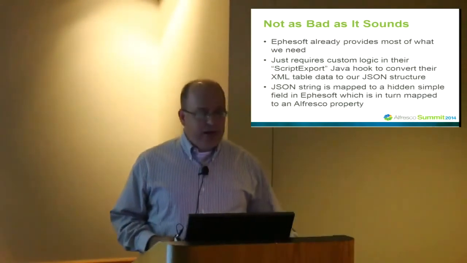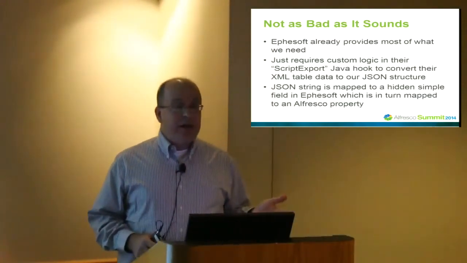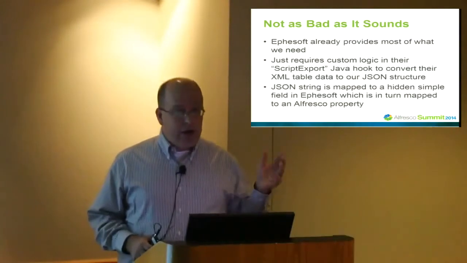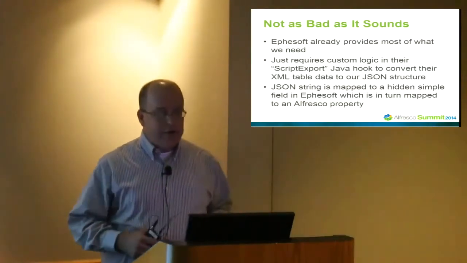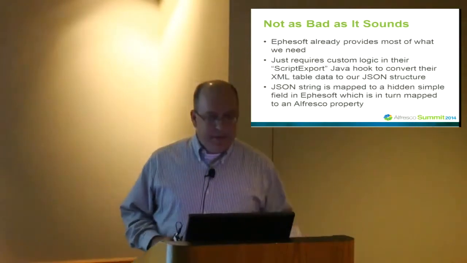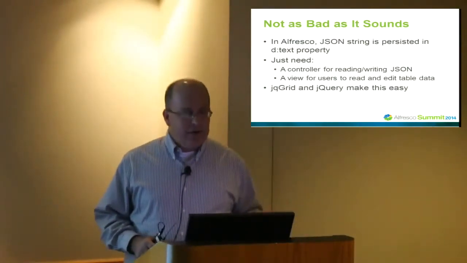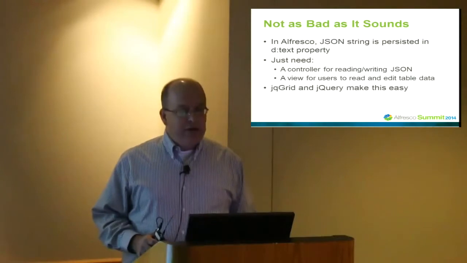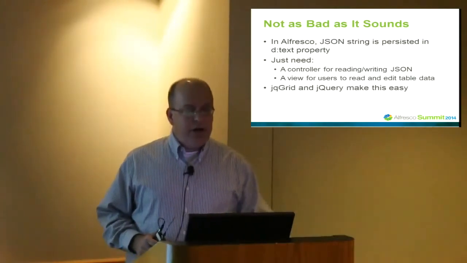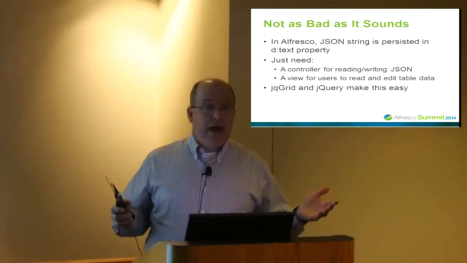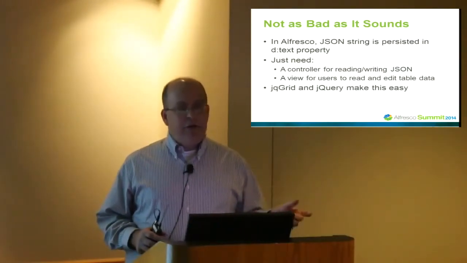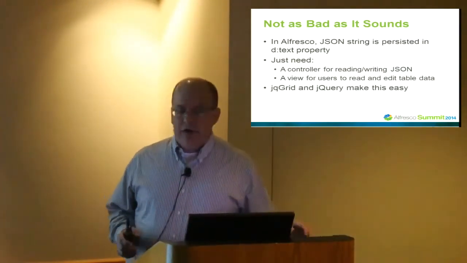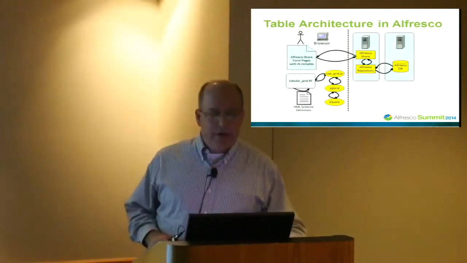Ephesoft provides most of what we need on its side. We just really need to customize the script export hook to read out of their XML and write to a JSON data structure. And we're mapping to a hidden field, sorry. In Alfresco, the JSON string is persisted in a d:text property. Obviously, we don't want users to see that raw JSON, so a JavaScript controller is responsible for reading and writing the data. And then we use jqGrid and jQuery to actually display it as a table.